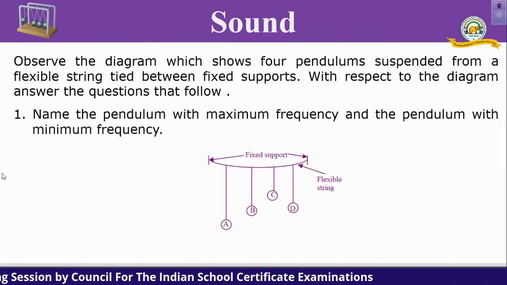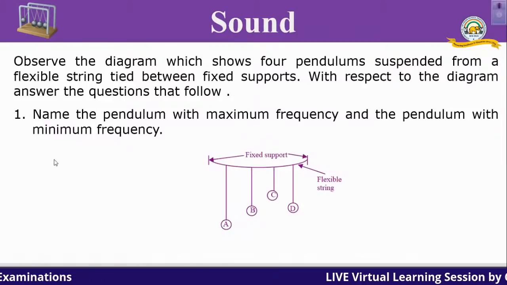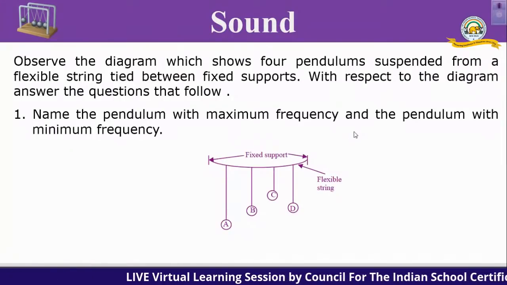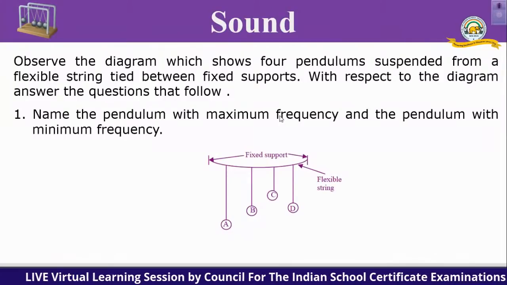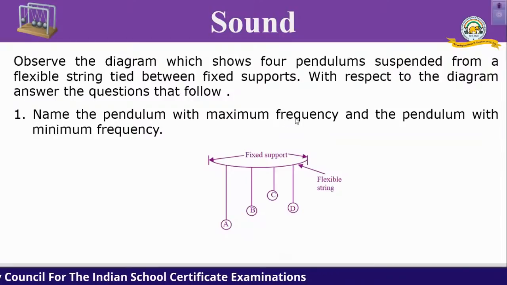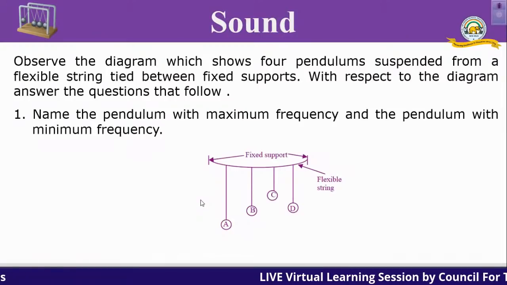The first question: name the pendulum with maximum frequency and the pendulum with minimum frequency. Here the word should have been natural. Name the pendulum with maximum natural frequency. When I just say frequency of any body, by default it means natural.